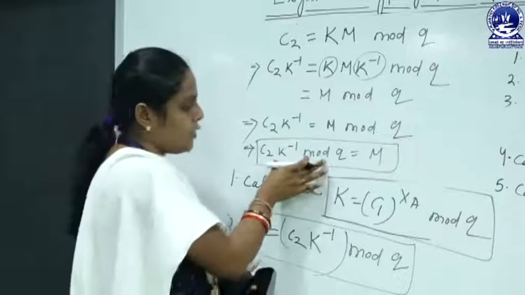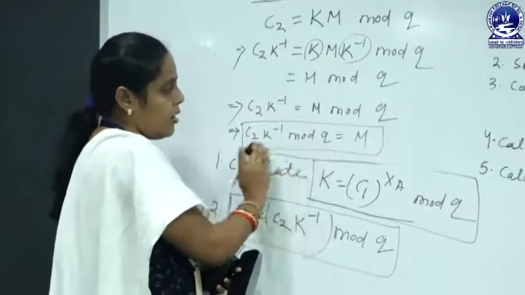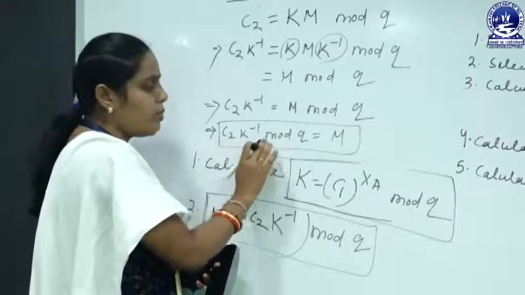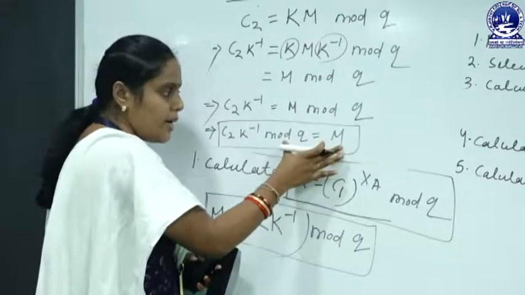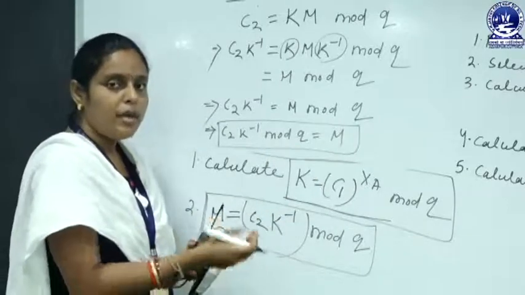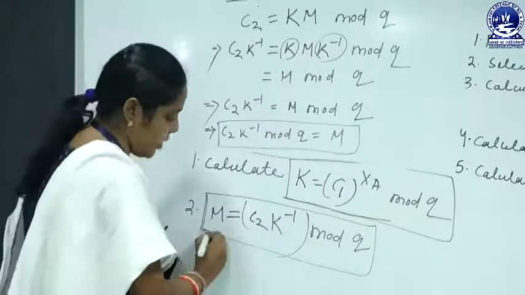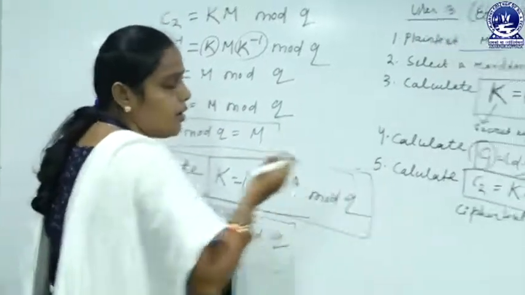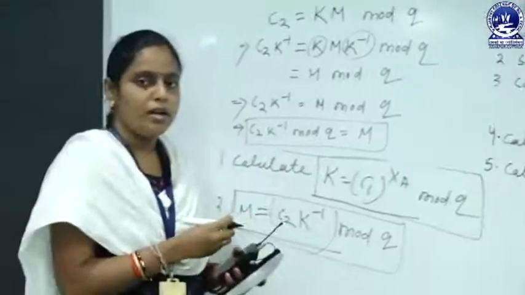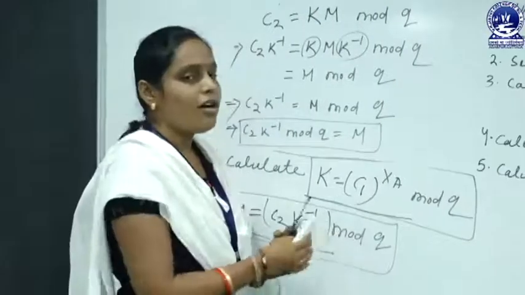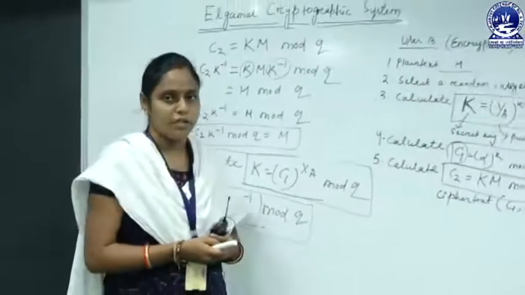Now look at this one. Here our plain text m is equal to C2 k inverse mod q, and this plain text is derived by user A by using the decryption. That means this proves how the encryption and decryption are performed by using a secret key. This is all about the Elgamal crypto system.